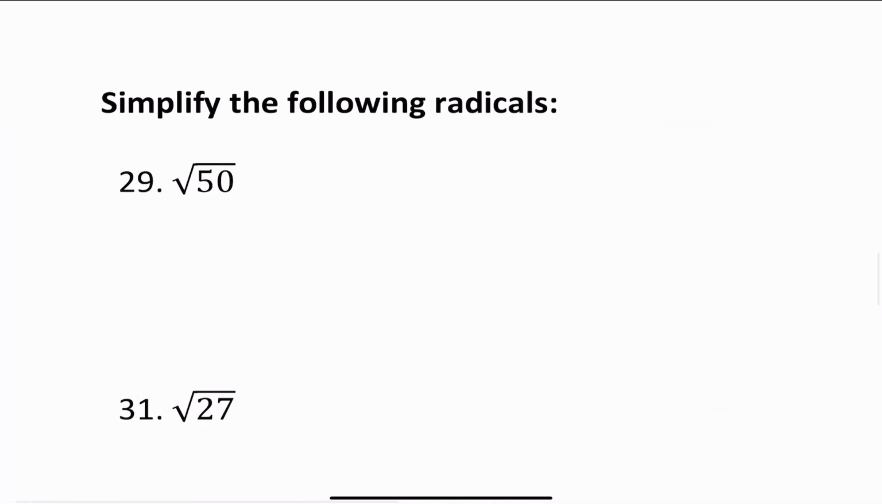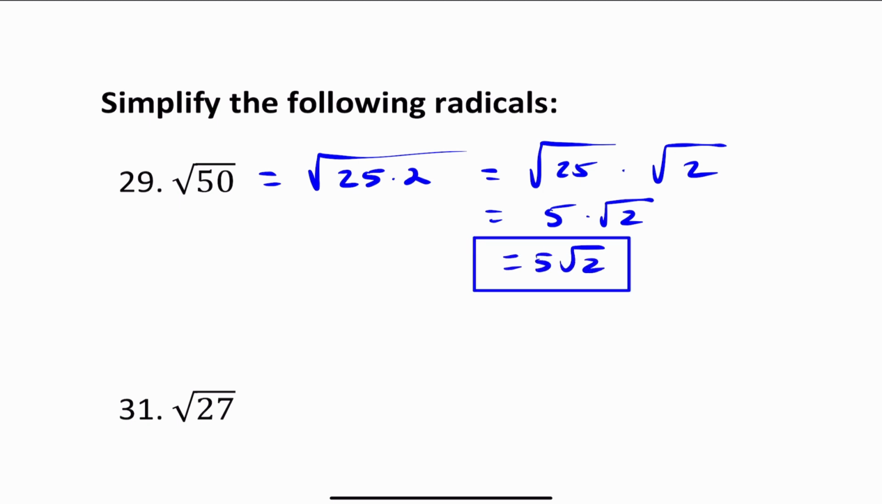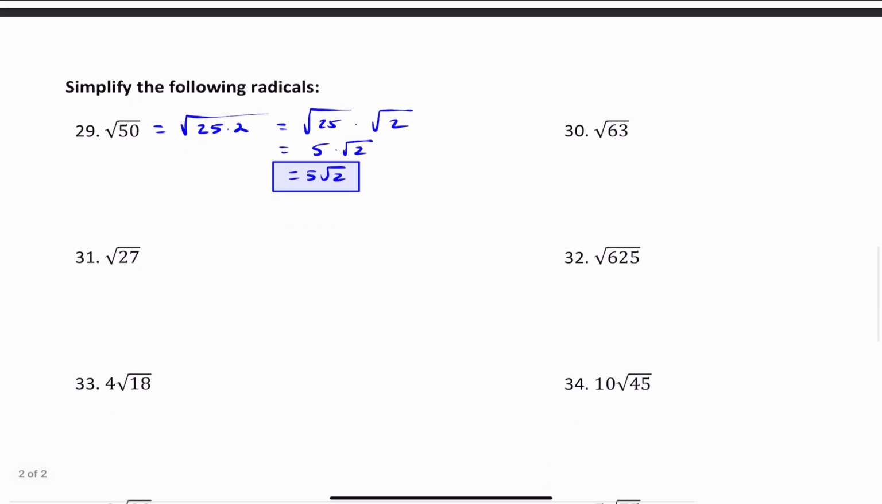Number 29, that's exactly one problem that we did in the notes. I'm going to show you that method number 1, where I'm just going to break this square root into parts. So the square root of 25 times 2, right? 25 times 2 is 50. That can be rewritten as the square root of 25 times the square root of 2. Y'all, the square root of 25 is 5, and you multiply that by root 2. So 5 root 2, that's your answer. 5 root 2 is your answer for that one.